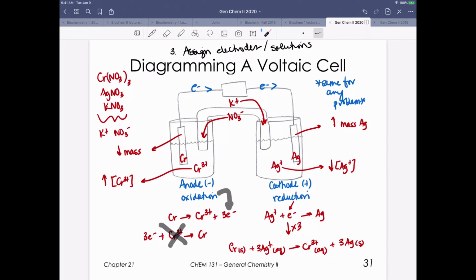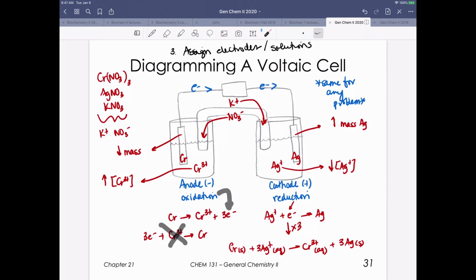If we were to address some questions about how would the concentration or the masses of these be changing, the mass of this chromium electrode would be decreasing because those chromium metal atoms are becoming chromium ions. So again, the concentration of chromium is going to be increasing. Let's go over here to our silver. In our silver compartment, again, we know that our silver electrode is going to be taking silver ions, combining them with electrons to make solid silver. So that means the mass of that silver electrode is increasing. And that must mean that we're depleting silver ions from solution, so that concentration is decreasing.